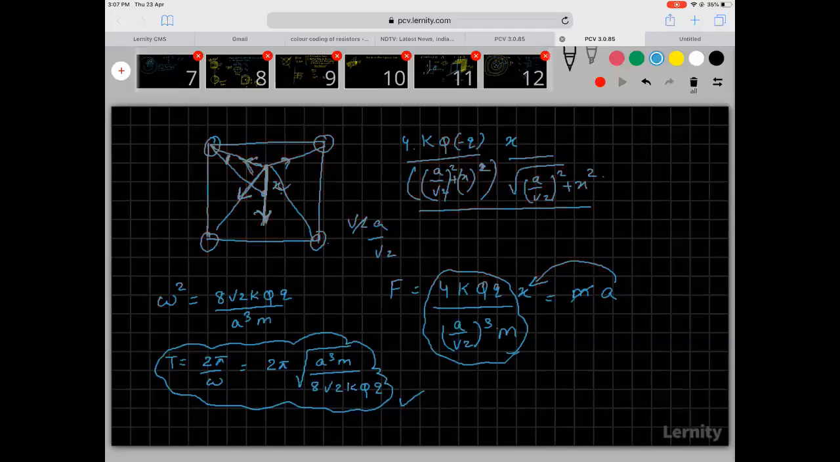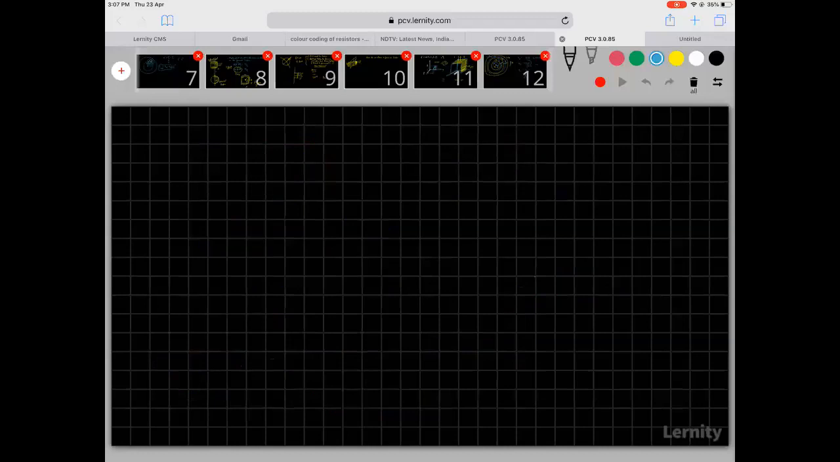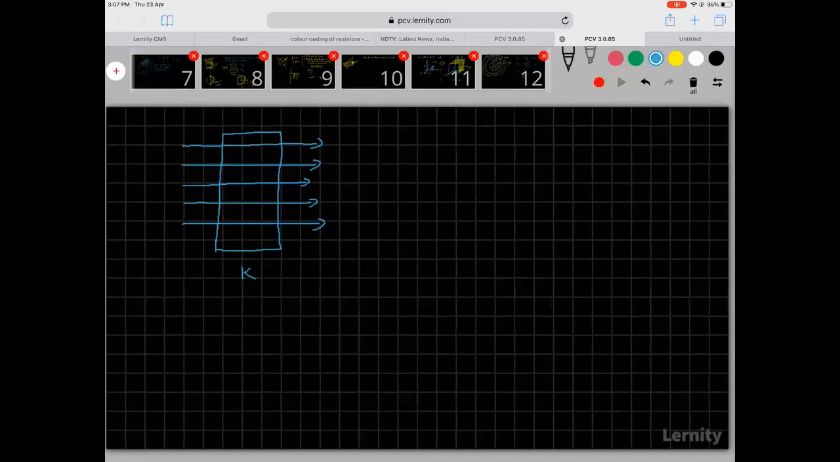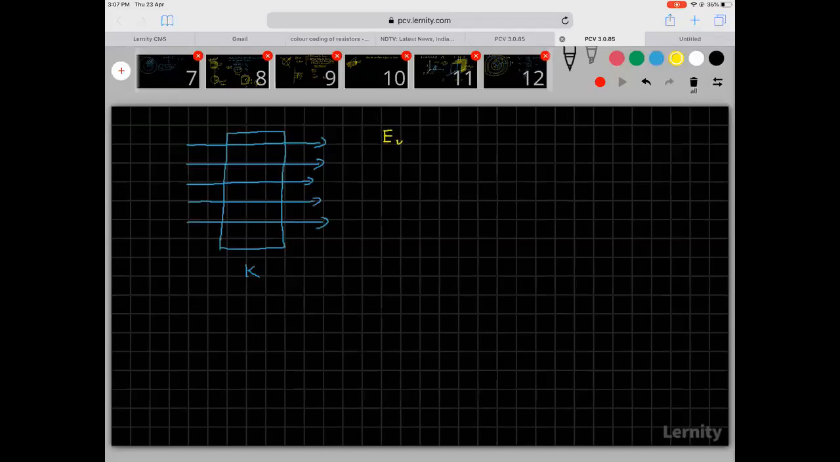Then one more area where students asked me a few questions was when I worked with the electric field and I placed a dielectric in the electric field. So let me work that question out again. So there is an electric field. In that I placed a dielectric material with dielectric constant K. What do you mean by dielectric constant? Dielectric constant is the electric field in vacuum divided by the electric field in medium. That is the definition.